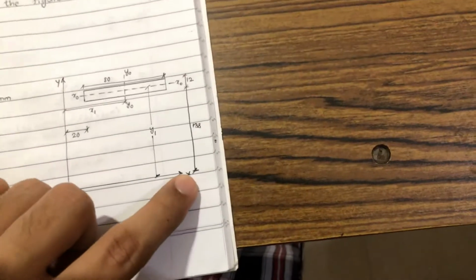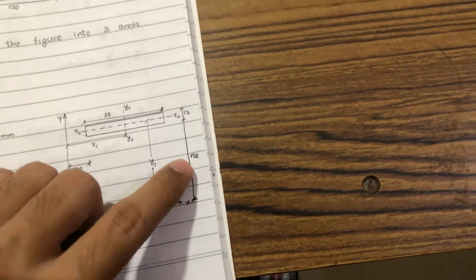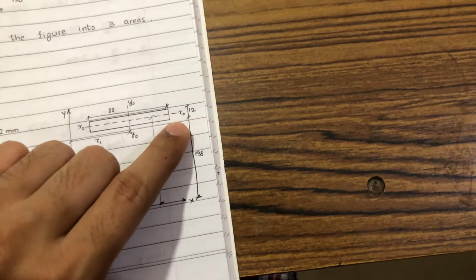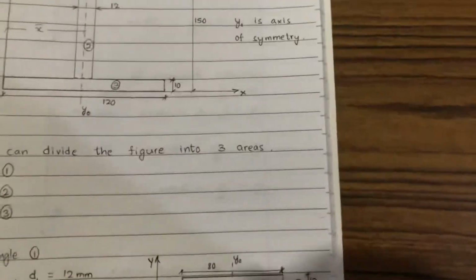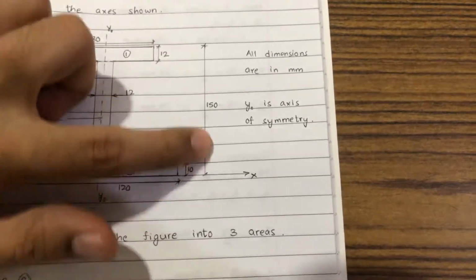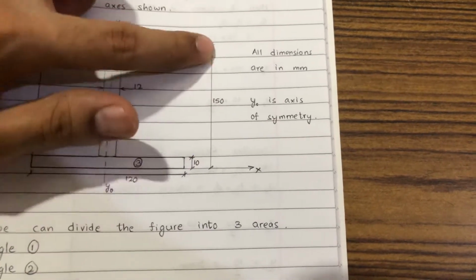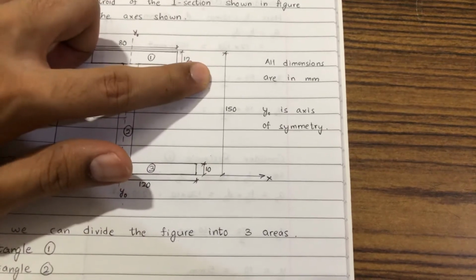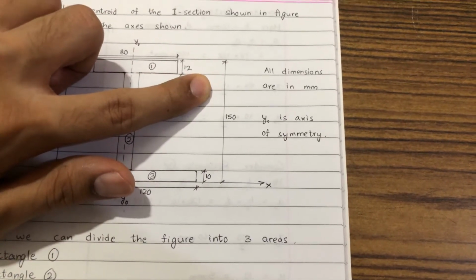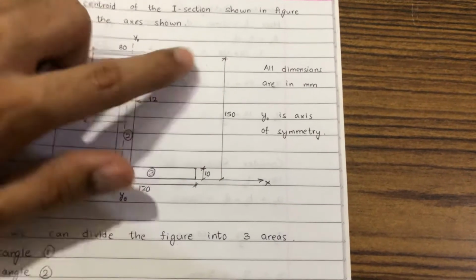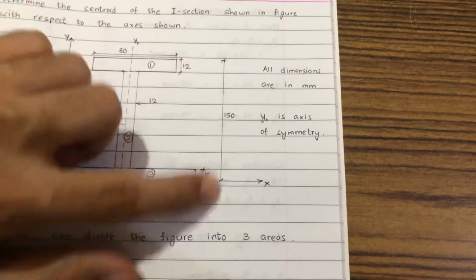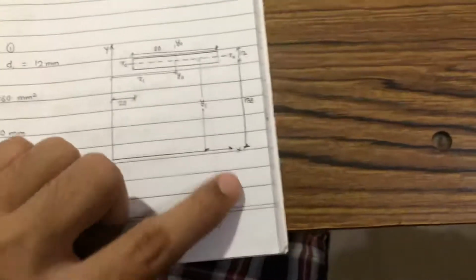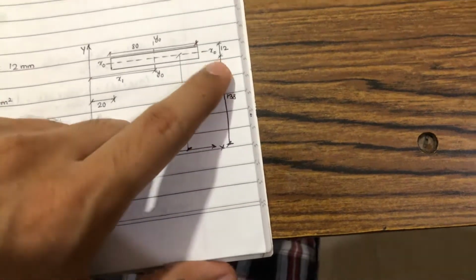And you can see from the x-axis till this rectangle, the height is 138 mm, because the total height of the I section is 150 mm. So from here till here, the height would be 150 minus 12, that comes out to 138 mm. So I have written here the height as 138 mm.